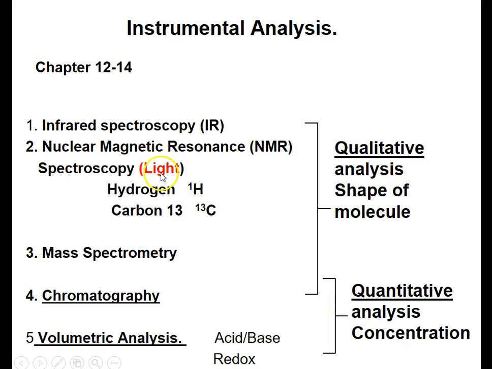But for Year 12 we use these 2 spectroscopy techniques to work out the shape of the molecule. So the first one that we're going to be looking at is infrared, and then we'll do NMR. There's 2 NMRs, hydrogen and carbon.